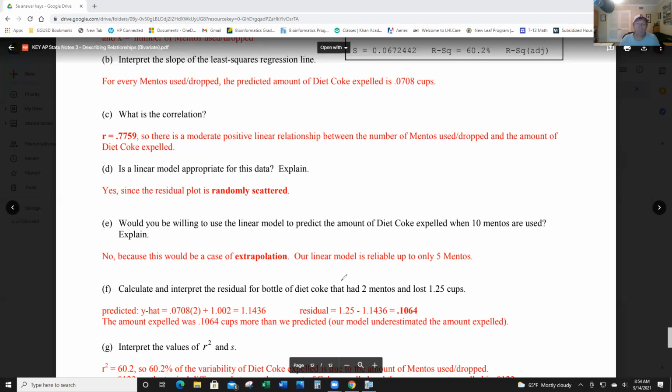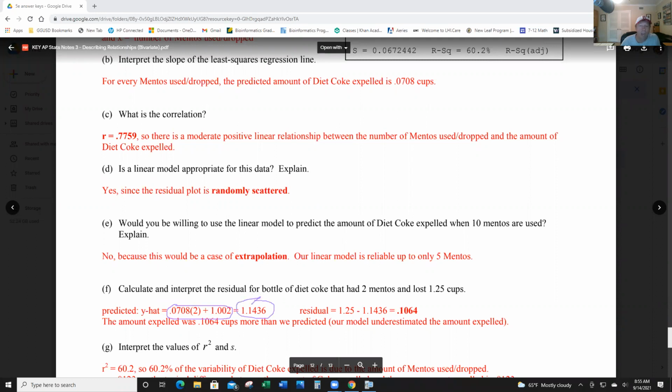Okay, 2 Mentos and lost 1.25. All right, so here we go. I'm going to put 2 into the prediction model. It's right here. I put 2 right in there. And if you multiply that out, you get this.